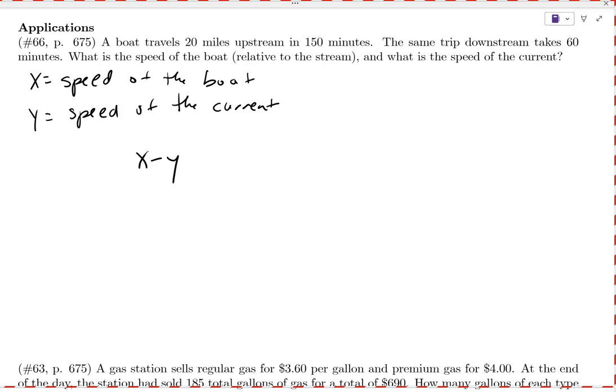That should be representing your speed upstream, right? Your boat's going upstream, the current's working against it. That should be your speed upstream, right? Overall, how fast is the boat going upstream? It says it goes 20 miles in 150 minutes. So what would be the speed going upstream then if you go 20 miles in 150 minutes?